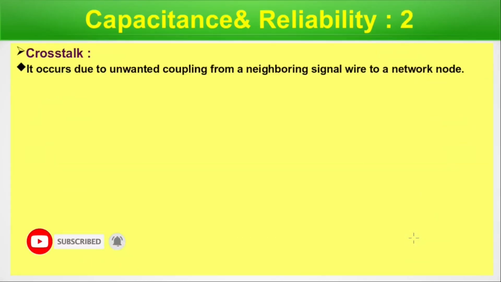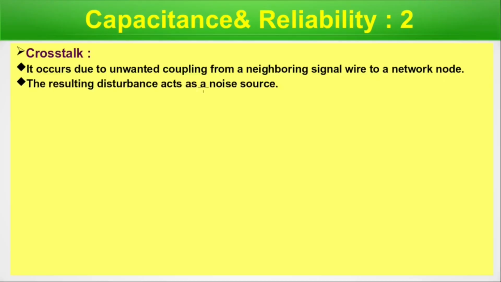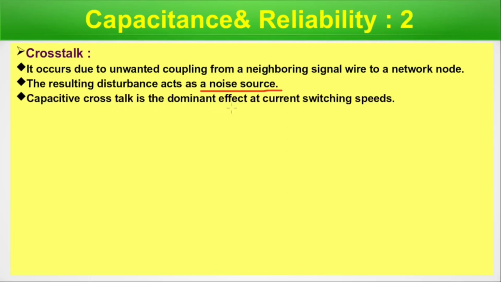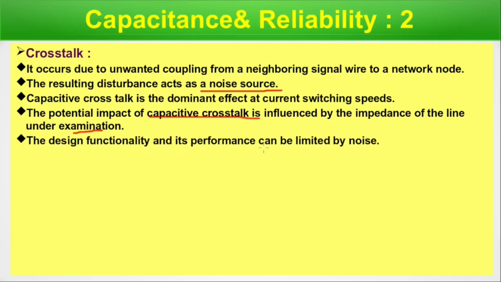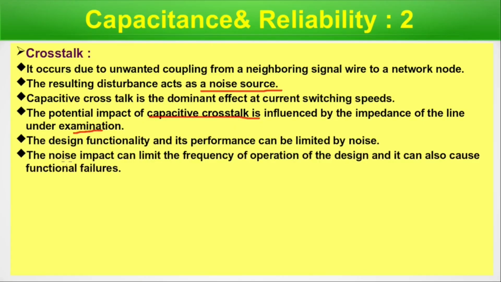Now crosstalk. It occurs due to unwanted coupling from neighboring signal wire to a network node. The resulting disturbance acts as noise source. It's not desired. Here unwanted voltage interference is basically noise. Capacitive crosstalk is the dominant effect at current switching speed. Potential impact of capacitive crosstalk is influenced by impedance of the line under examination. The design functionality and its performance can be limited by noise. The noise impact can limit the frequency of operation of design, and it can cause functional failures.